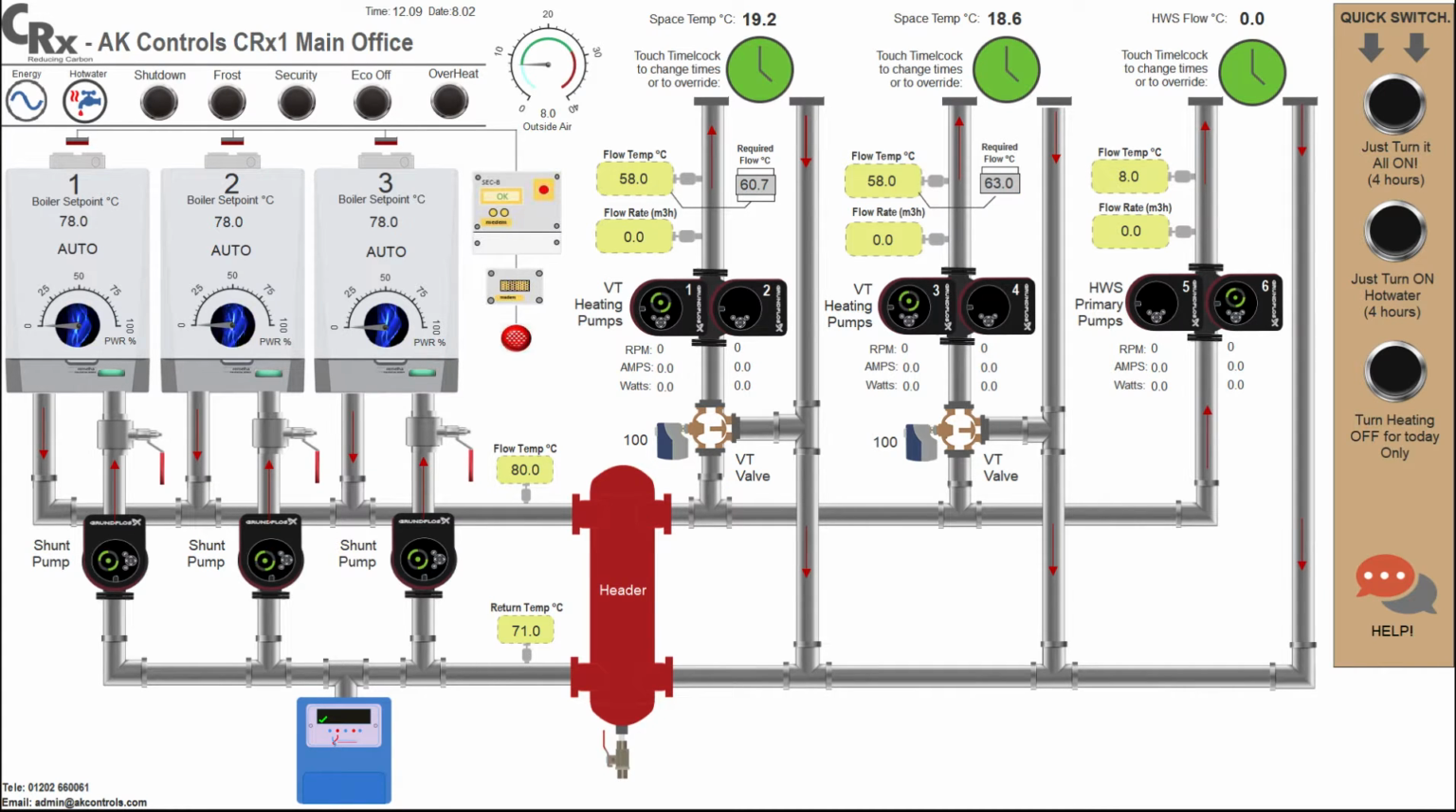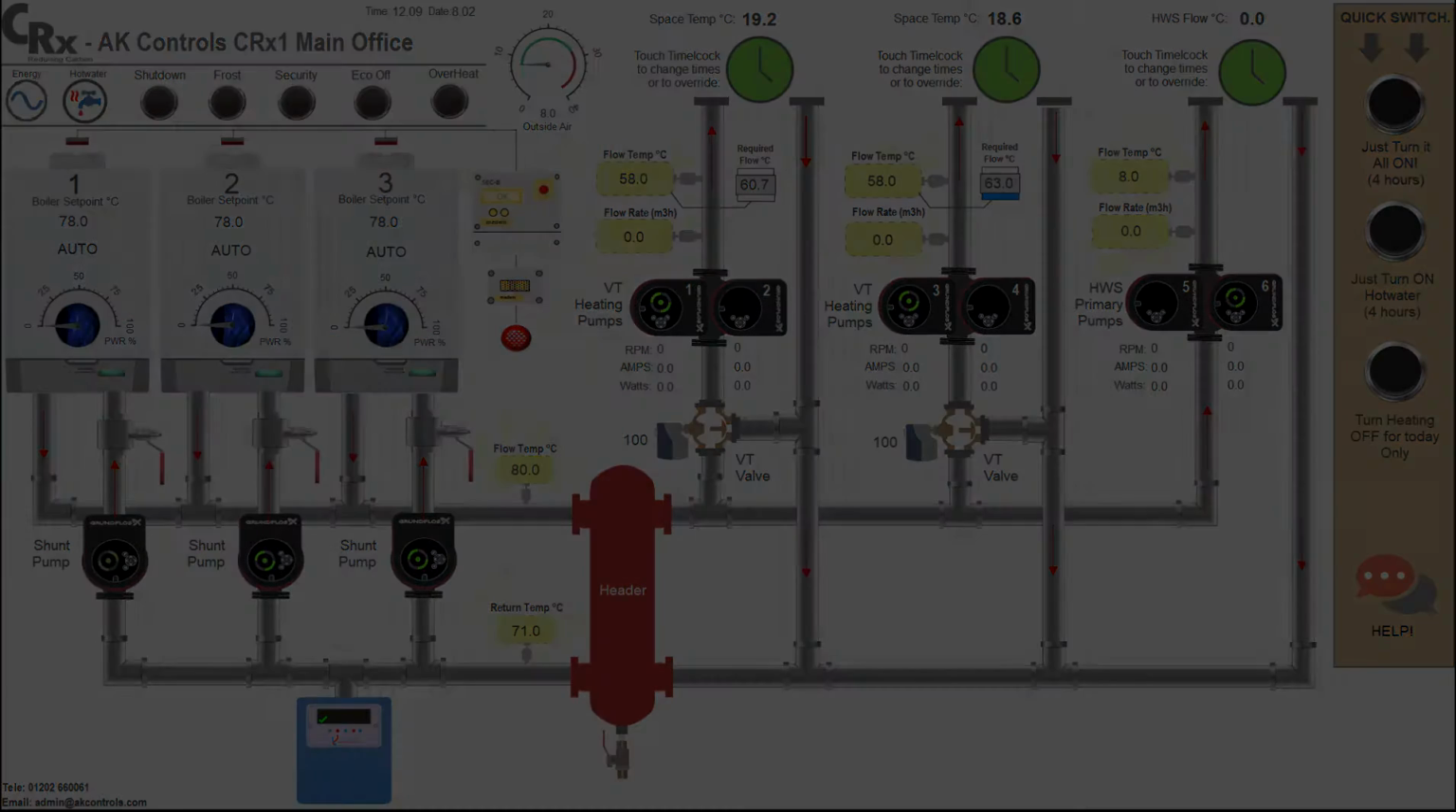Touching any of the equipment graphics will open a further pop-up label. This allows the user to select auto, off, or hand positions for the item as you would on a legacy control panel.